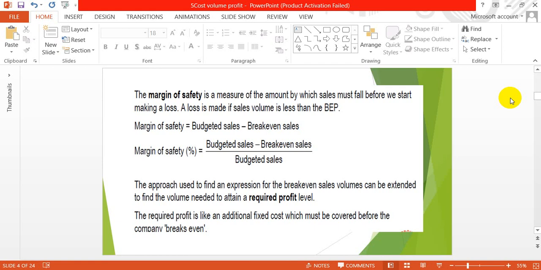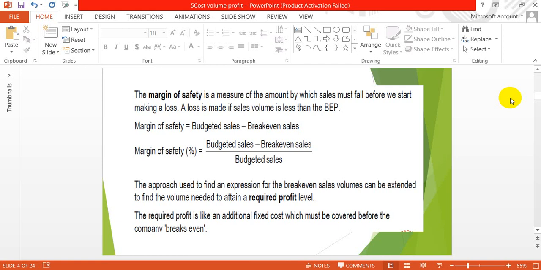So businesses may want to give discounts to stimulate sales, but for the managers to be able to give these discounts, they need to know the margin of safety, because by giving discounts, their sales will drop, but you want to give a discount to the point that you do not make a loss.